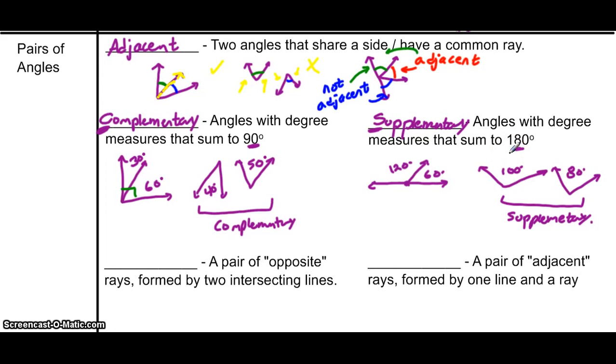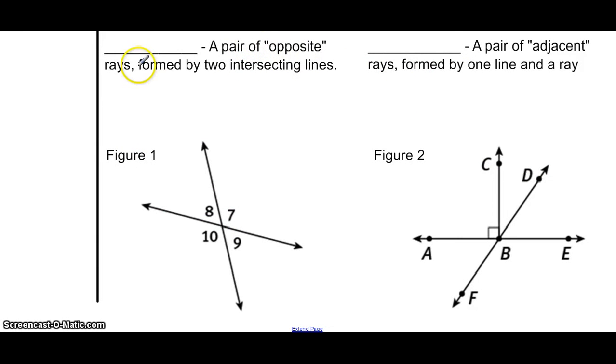Let's talk about two more words. A pair of opposite rays formed by two intersecting lines. Well, what does that even look like first? So if I have one line here and one line here, the opposite angles would be here and here. Those are called vertical angles. And one property we know about vertical angles is that vertical angles are always congruent. So if this was 80 degrees right here, then this angle right here would also be 80 degrees because they're vertical angles. And we'll talk about why that happens a little more in class.